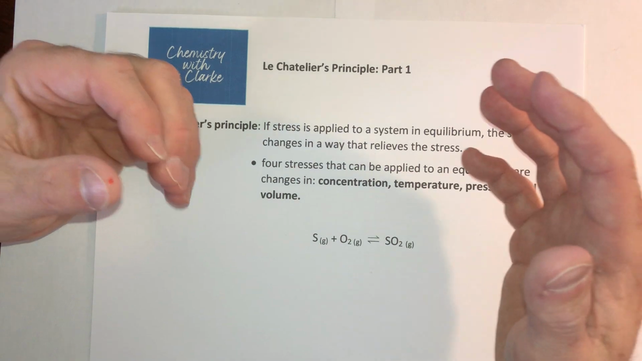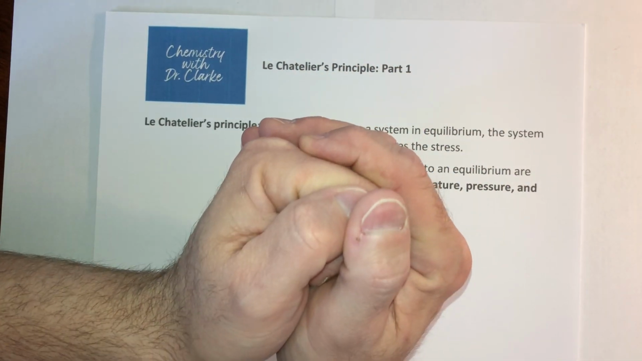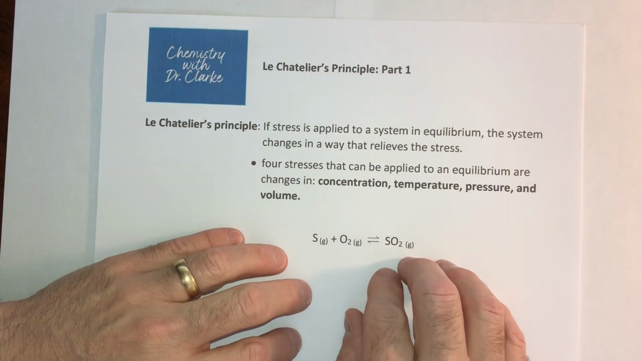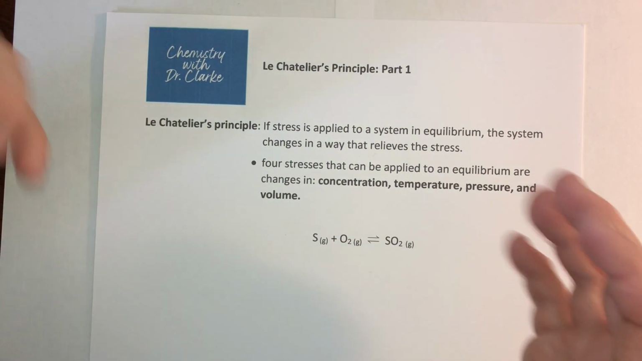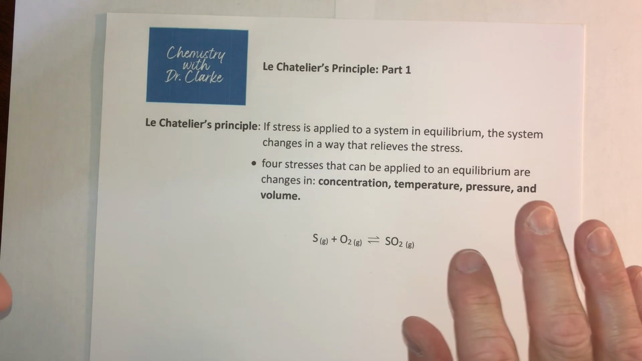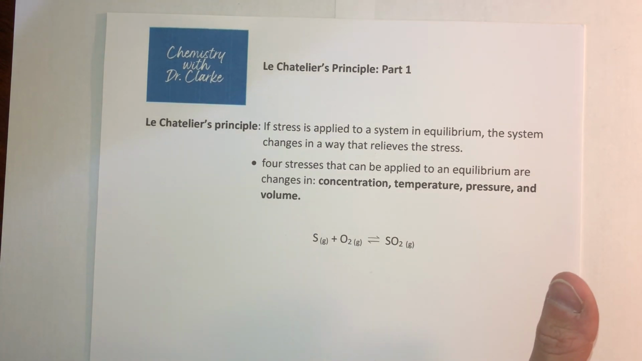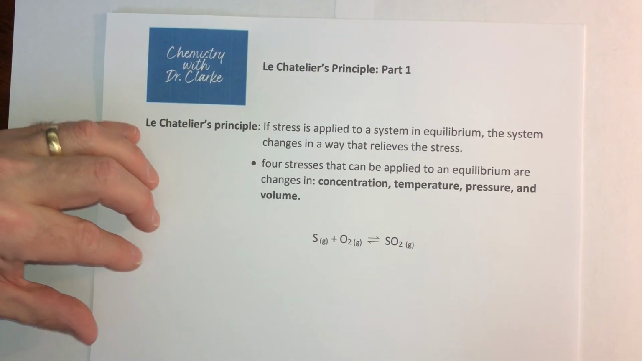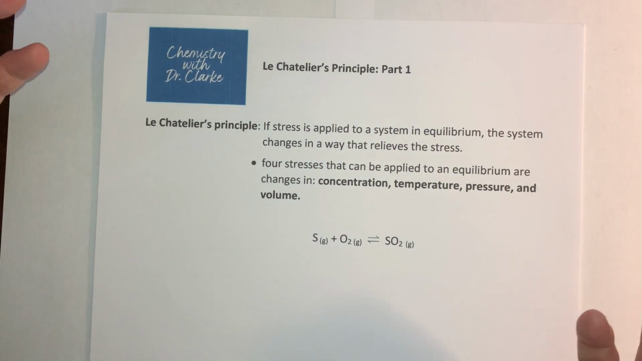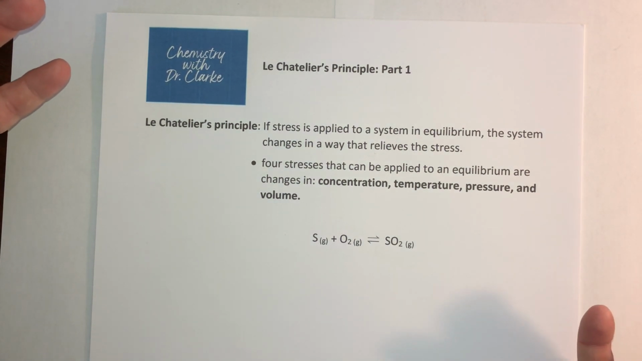Right? Sulfurs and oxygens come together, sulfur dioxides fall apart. This is a lovely equilibrium. Right? It's totally happy, it's coming together, it's falling apart, it is stable. And then you, a mean, nasty chemist, comes along and decides, I'd like to poke at that equilibrium. I would like to make a change and see what happens.